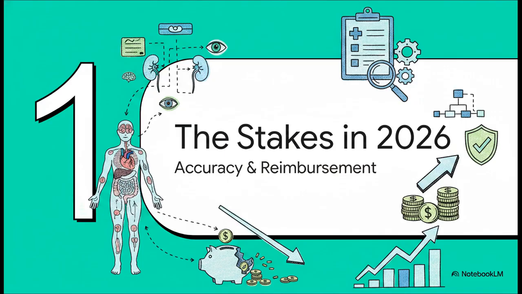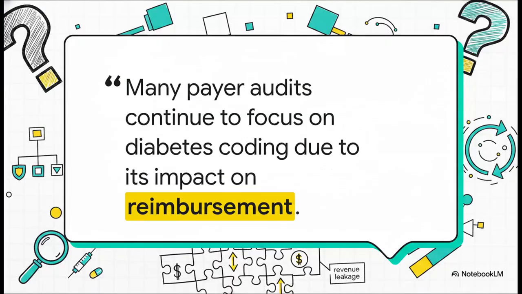All right, let's kick things off with Section 1, the stakes in 2026. And the big takeaway here, accuracy literally equals reimbursement. We really have to start with the reality on the ground. Diabetes is one of the most reported chronic conditions in healthcare, which makes it a massive, unavoidable target for scrutiny. I mean, when a condition impacts this many body systems, incomplete coding doesn't just skew patient data, it actively damages the financial health of a practice.